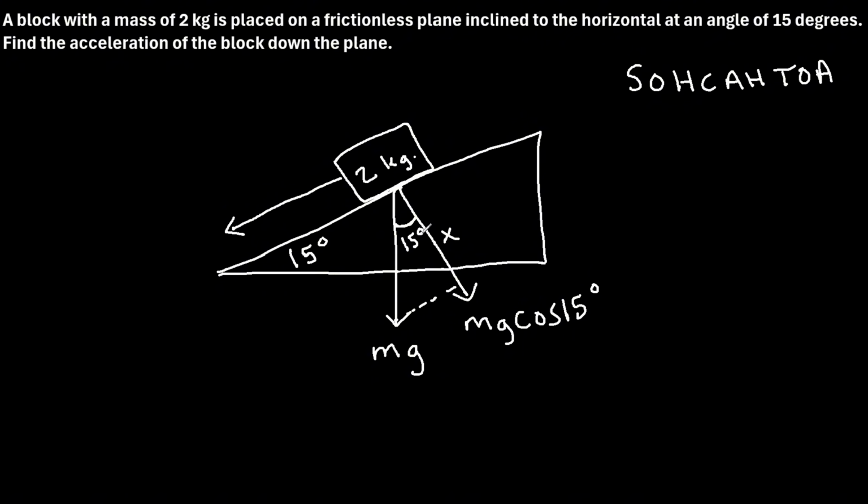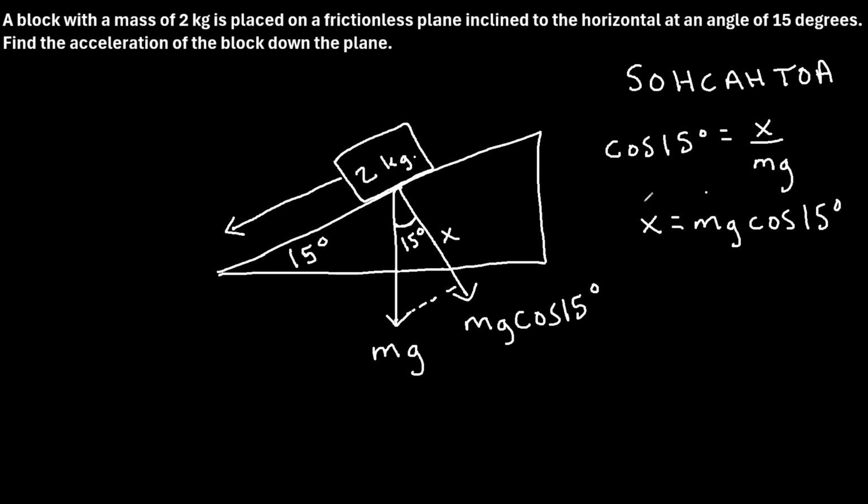So what we could say is that the cosine of this angle, let's write that down, the cosine of 15 degrees, must be equal to this adjacent side, which we're temporarily calling x, divided by the magnitude of the hypotenuse, which we already know is m times g. So mg. To find this x right here, this missing side length, we would simply multiply both sides by mg. So we'd find that x is equal to m times g times the cosine of 15 degrees. So that's where that value comes from.